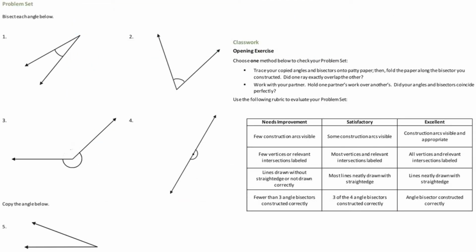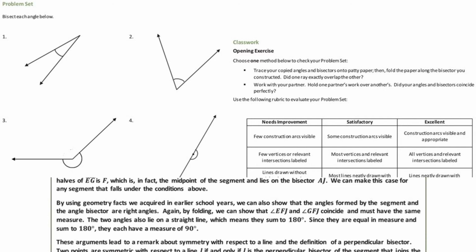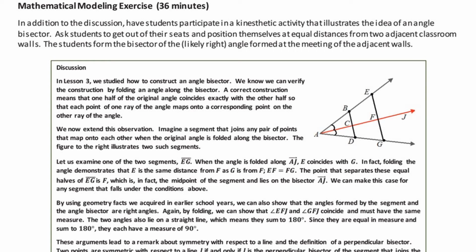So here's the problem set that they start with in this lesson, and this is all from the student page here, and they are bisecting angles. And if you see in the instructions, it says choose one method below to check your problem set. And then there's an accompanying rubric there you see in table format for them to do a lot of this work together in their group without too much help from the teacher. In the teacher material, you'll find some actual scripting of the discussion. So again, it's great to have that, and you may, in this case, read it out, use it as your own words, but don't just go into it without preparing ahead of time.